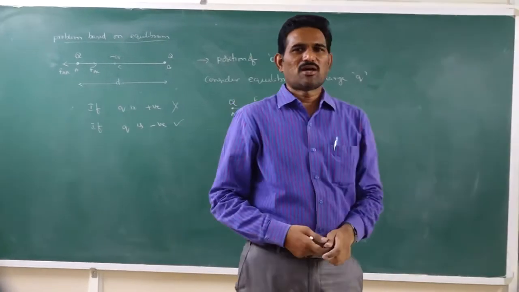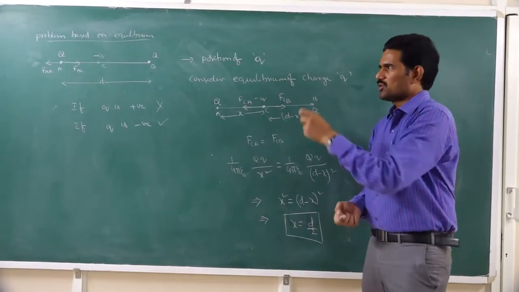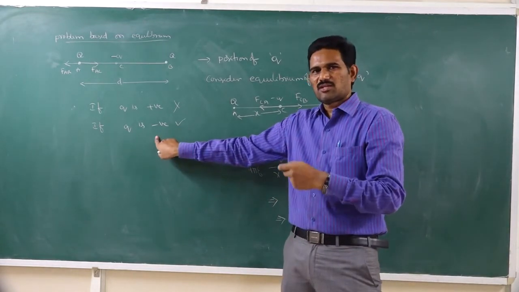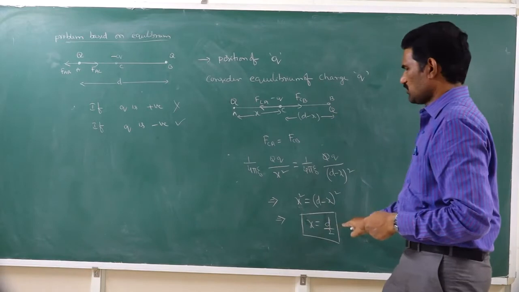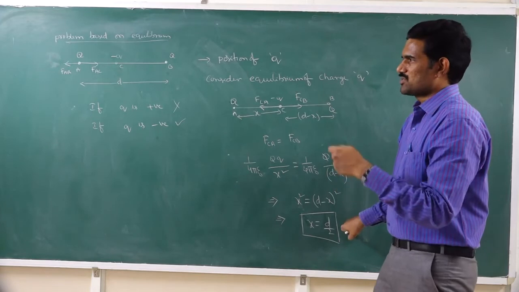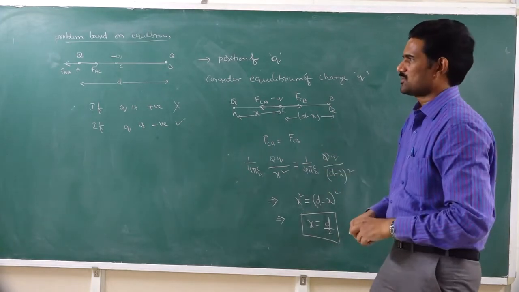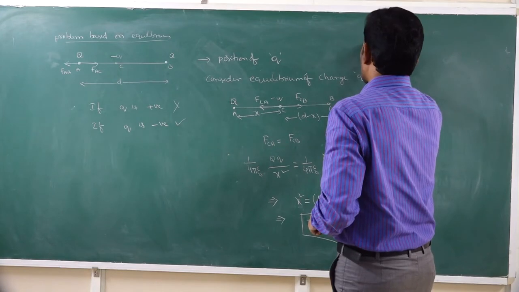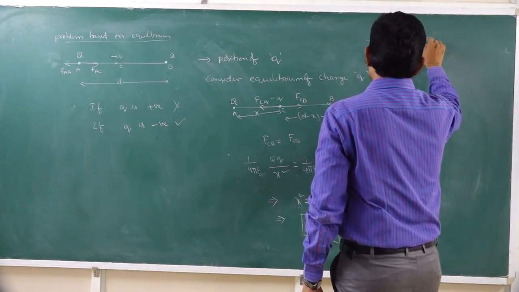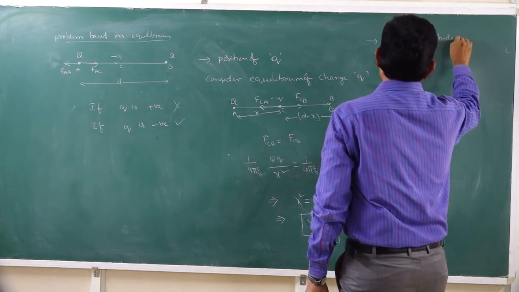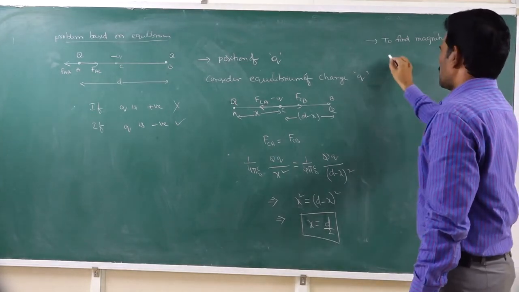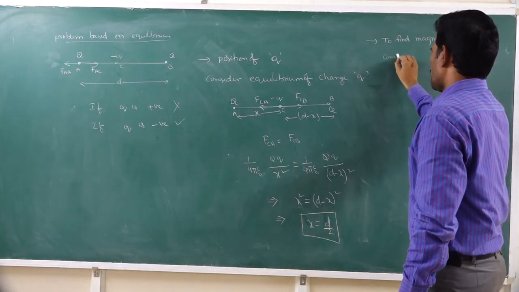Now next we need to find how much charge we need to place. That means we need to find the magnitude of that q. We already concluded about the sign, whether it is positive or negative. Next we already calculated the location where we should place the third charge. Now the next step is we need to find how much charge we should place at this point. So to find the magnitude of q, let us consider the equilibrium of either A or B.